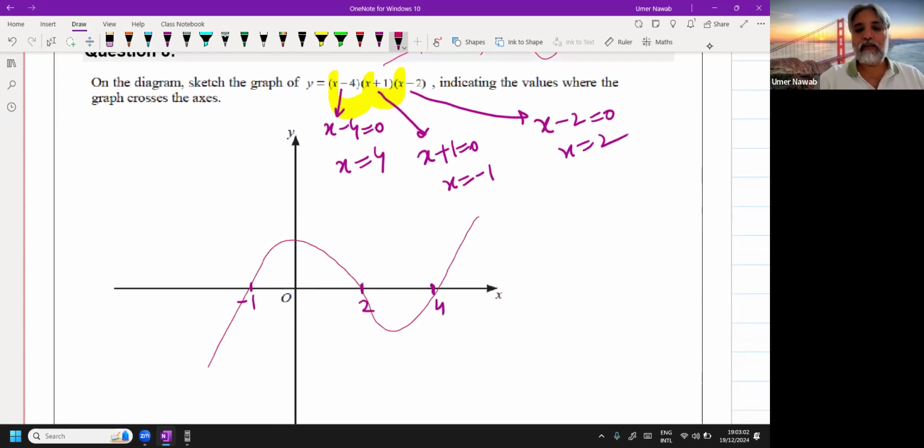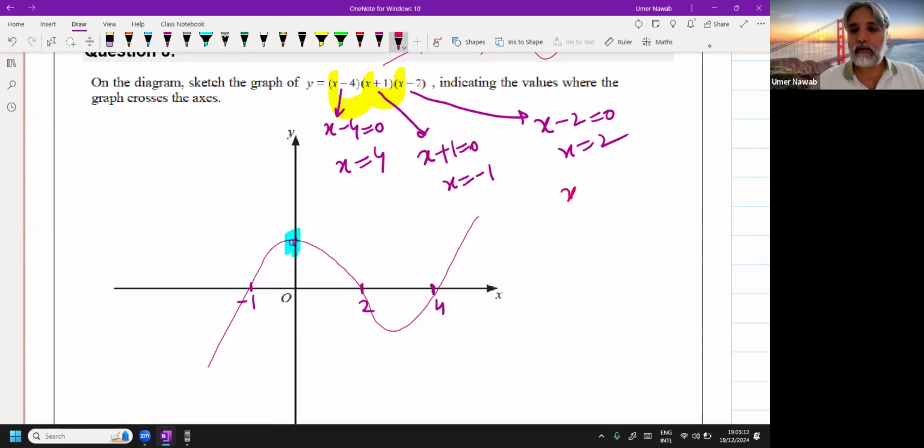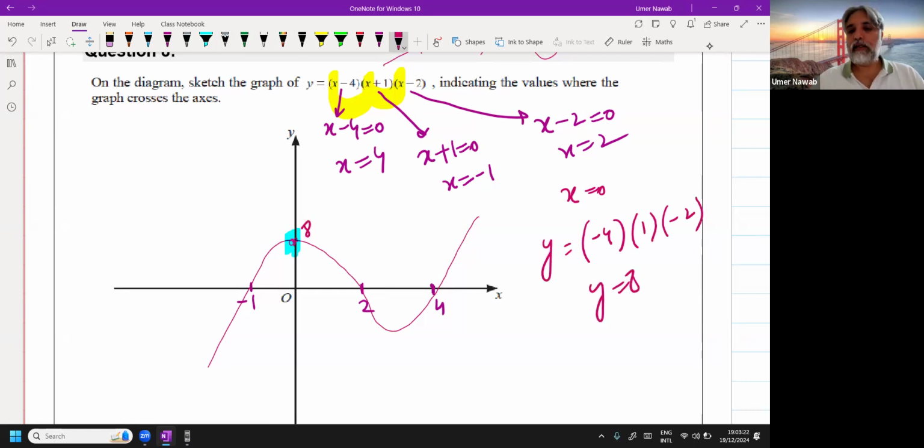Where the graph cuts the y-axis, I need to plug in x is equal to 0. So y equals -4, 1, -2, 8. So the graph cuts the y-axis at 8.